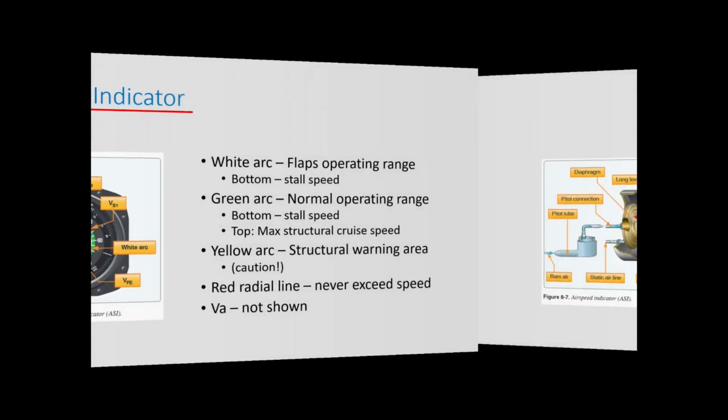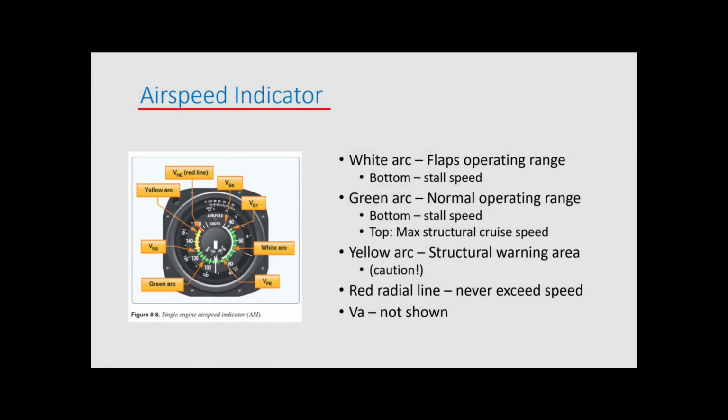The white arc on the airspeed indicator indicates the flap's operating range. The bottom of the white arc is our stall speed. The green arc is the normal operating range. The bottom of the green arc is our stall speed in a clean configuration. The top is the max structural cruising speed. The yellow arc is the structural warning area. It's a caution area. And the red radial line is the never exceed speed. VA, our maneuver speed, is not shown on the airspeed indicator, so you should consult your POH.